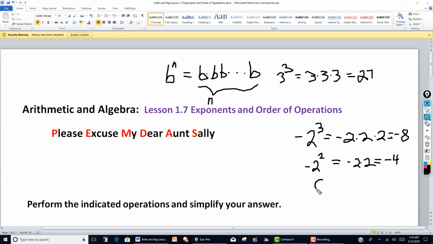Whereas if I have it in parentheses, like this, in that case the base is negative 2, so that's 2 factors of negative 2. Negative times a negative, from last time, is a positive, so this is a positive 4. So you've got to be careful whether you have parentheses or not.